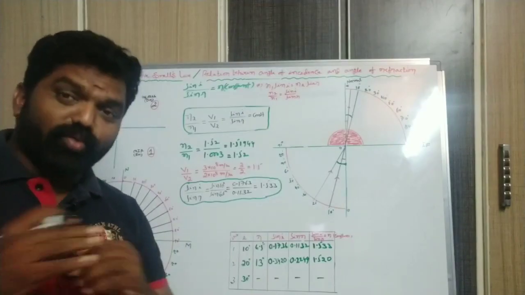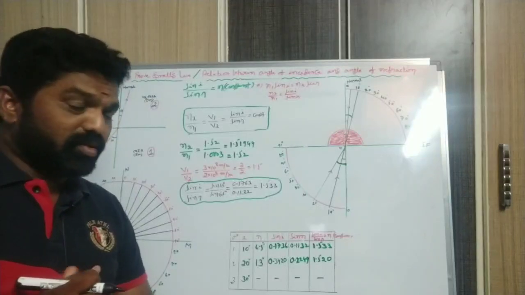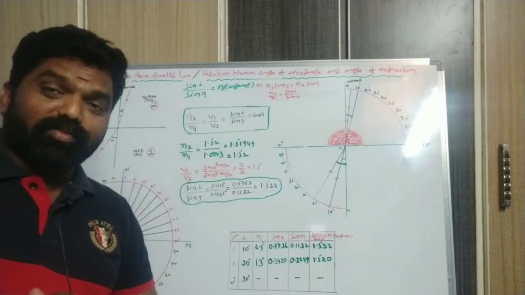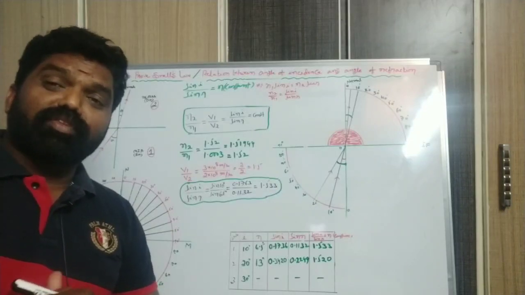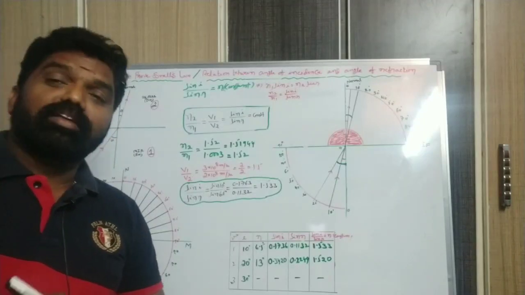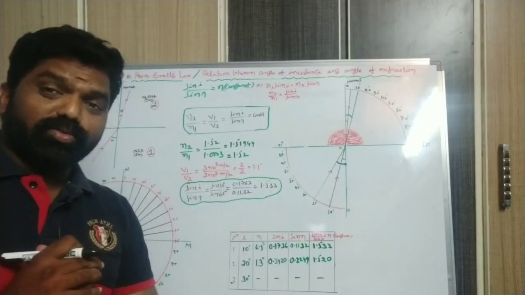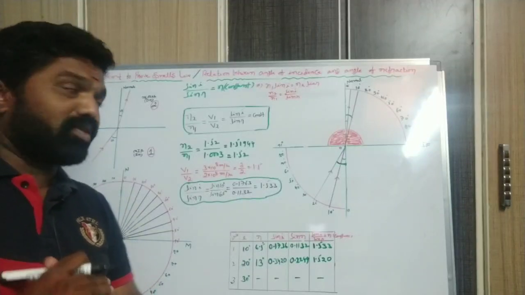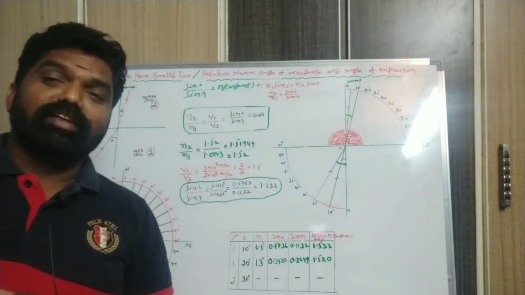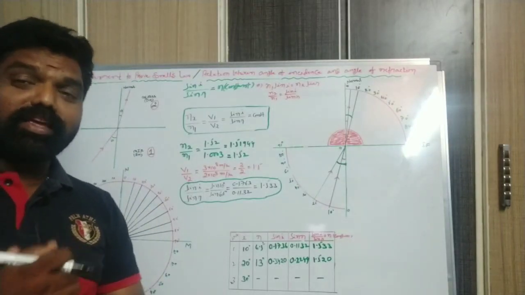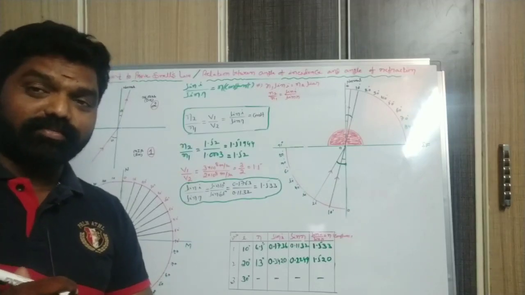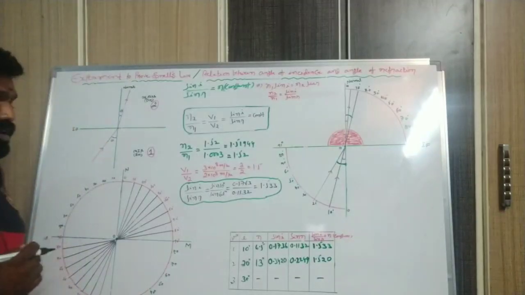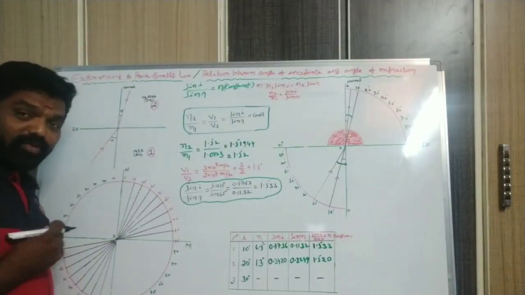Dear children, now we are going to prove Snell's law. You know Snell's law: sin i by sin r equal to n, where n is the refractive index. Or n1 sin i equal to n2 sin r. Or n2 by n1 equal to sin i by sin r. Or n1 by n2 equal to sin r by sin i. Right? Suppose, see here, you know the relative refractive index.